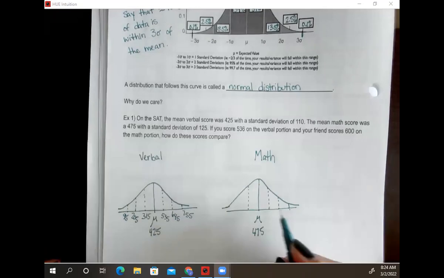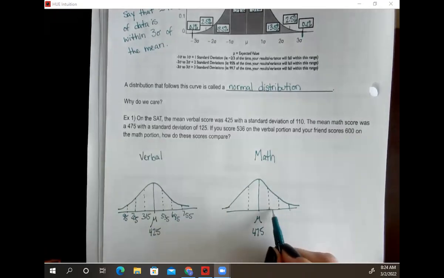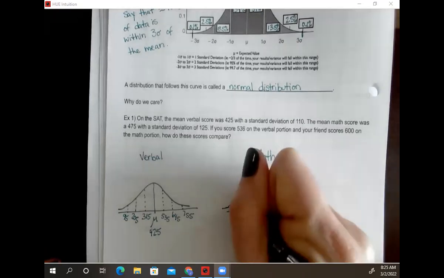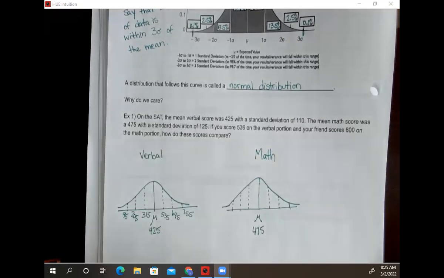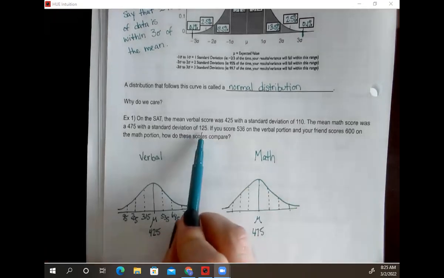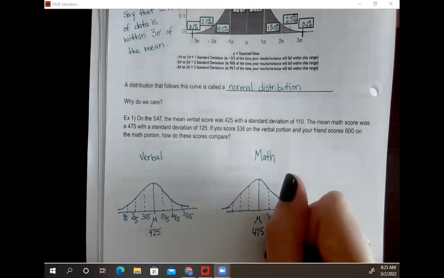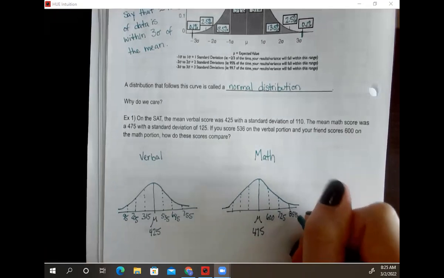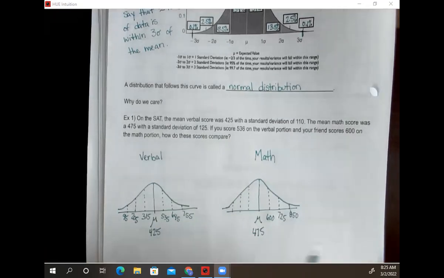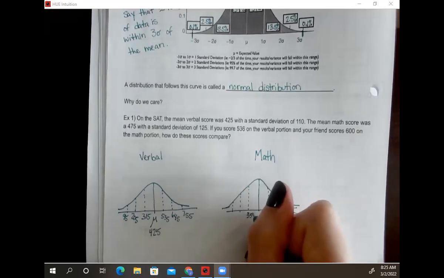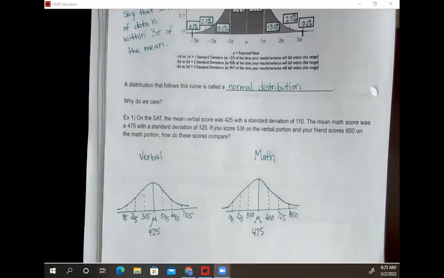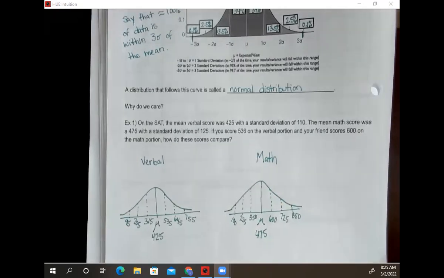Remember, the amount of scores in here is the same for each of these chunks. They should be evenly spaced, or as evenly spaced as you can sketch them. And then our standard deviation for the math was 125. So this would be 600, 725, and 850. When we go down below the mean, we would have 350, 225, and 100. Okay, so there are some curves that represent the data that I've got.